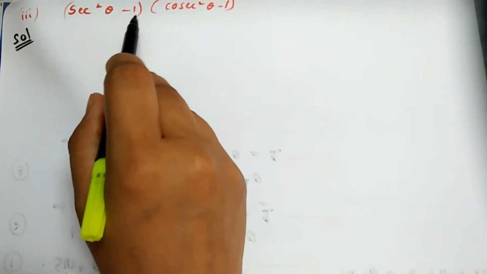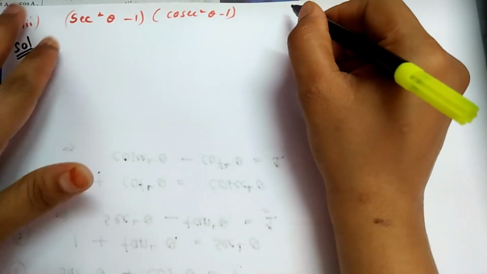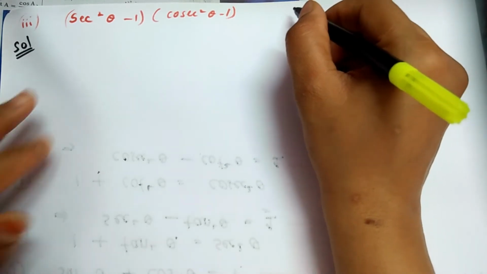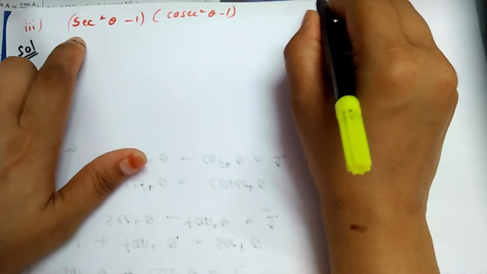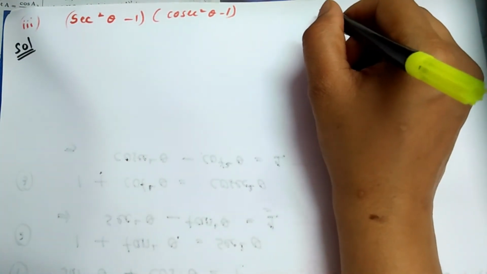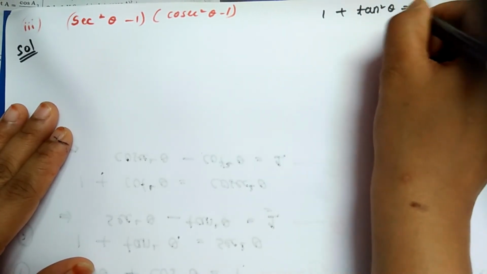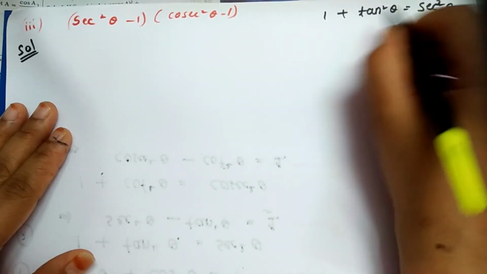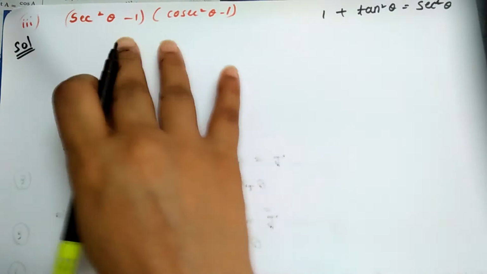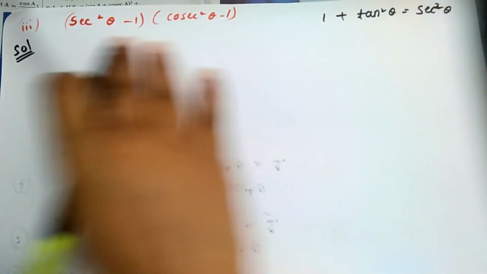Quickly, we'll move on to the third bit. It says secant square theta minus 1 into cosecant square theta minus 1. Right. So whenever we get this squaring type of things, you need to solve using the identity. So we know one of the identities relating to secant. What identity does it pertain to? It is 1 plus tan square theta is equal to secant square theta, right? So if we want to get the secant value, we can directly replace here.